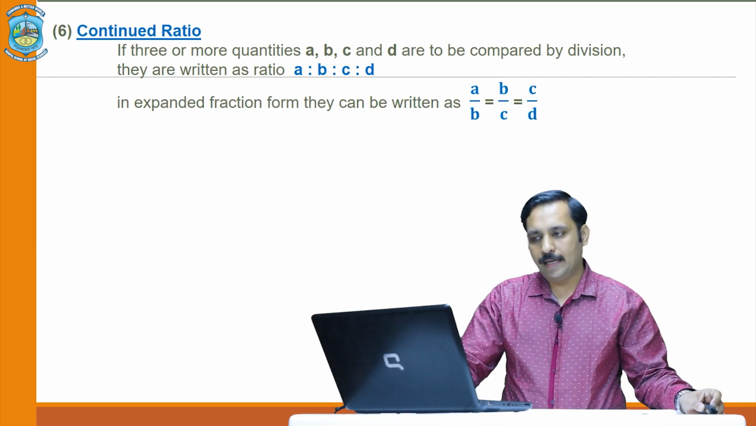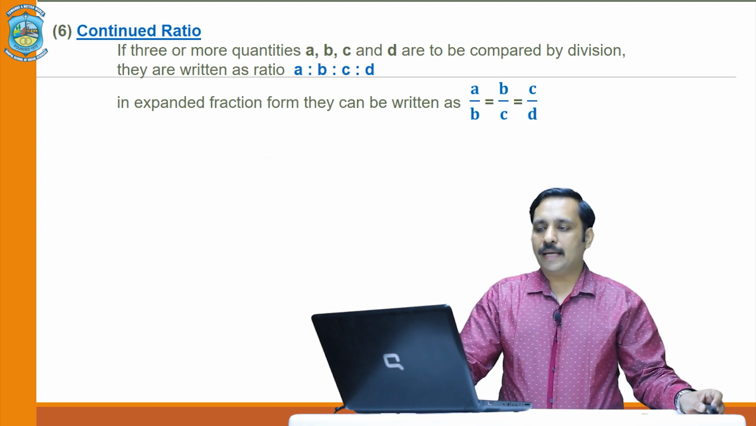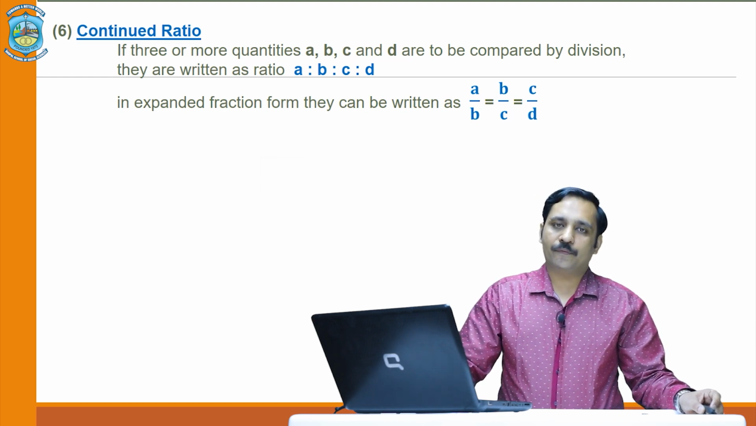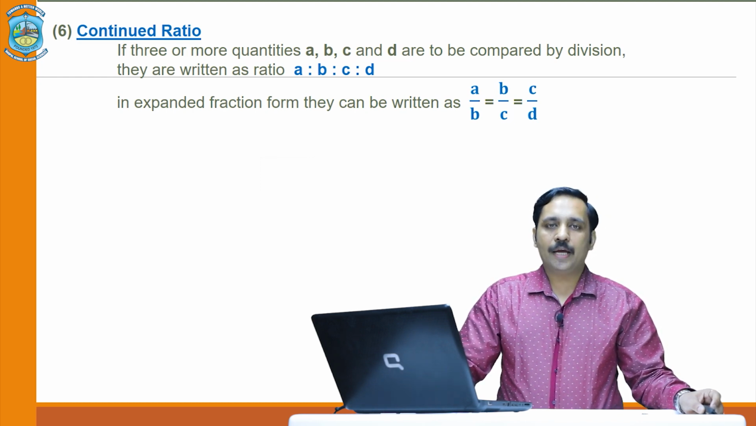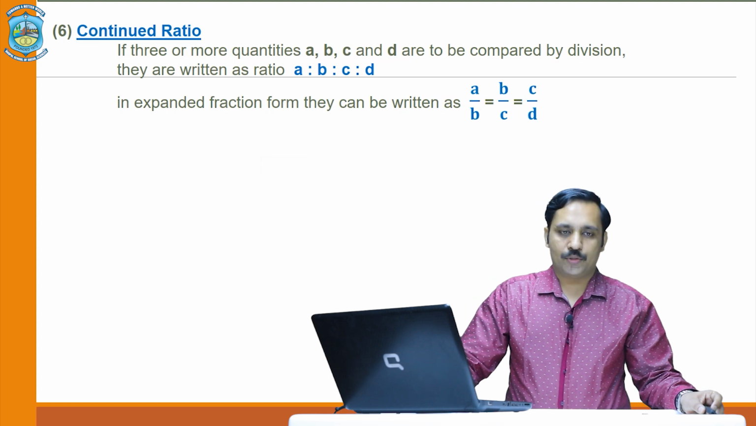The next type of ratio is continued ratio. If 3 or more quantities like A, B, C and D are to be compared by division, they can be written as a ratio, that is A is to B is to C is to D. In expanded fraction form, it can be written as A upon B is equal to B upon C is equal to C upon D. This is called continued ratio.